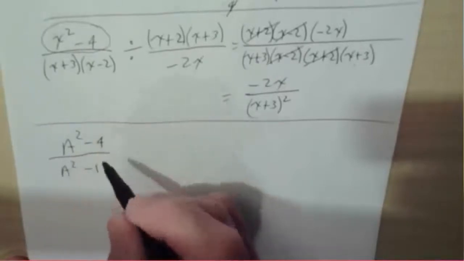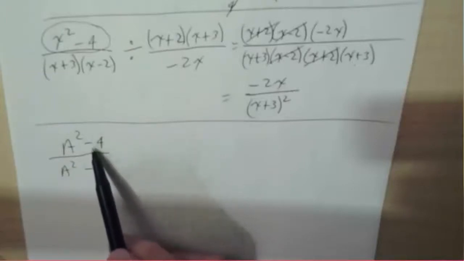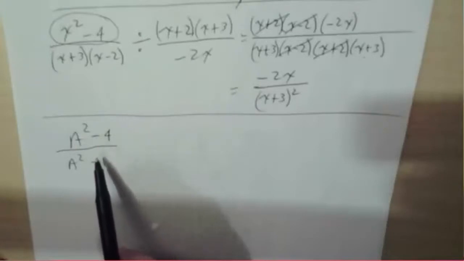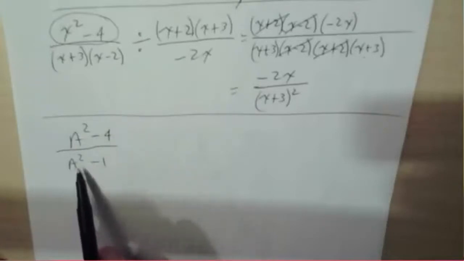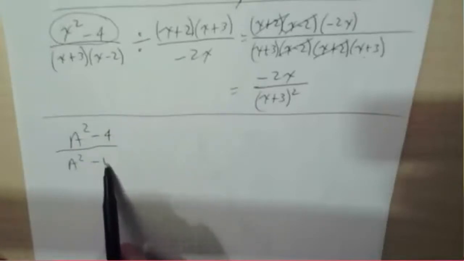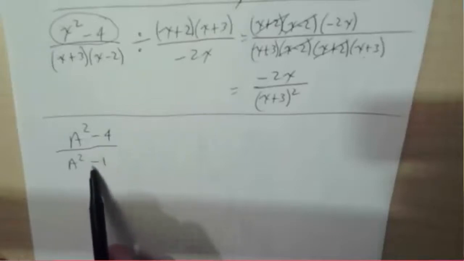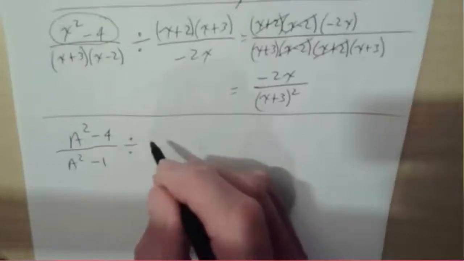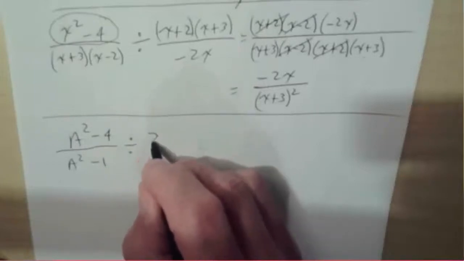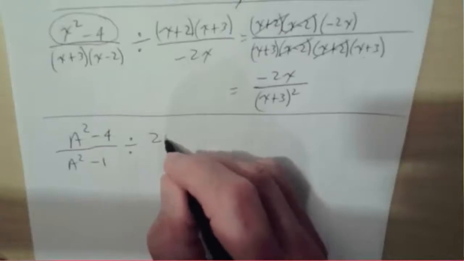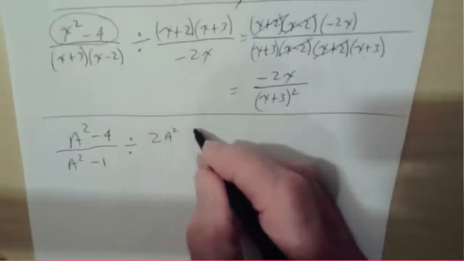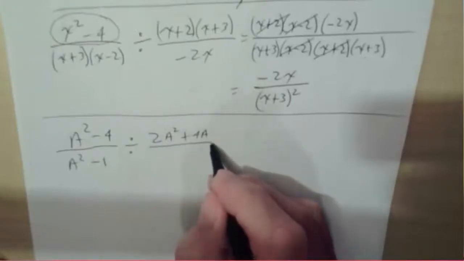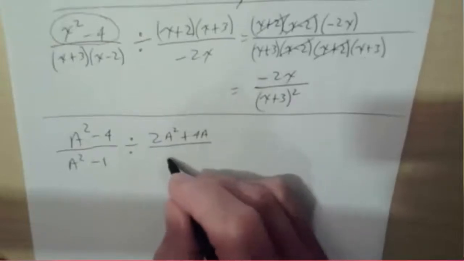Now look, automatically you should see the difference of two squares is a conjugate. Now don't forget, what is 1 squared? 1. So this is a conjugate also. Divided by 2a squared plus 4a over 1 minus a.